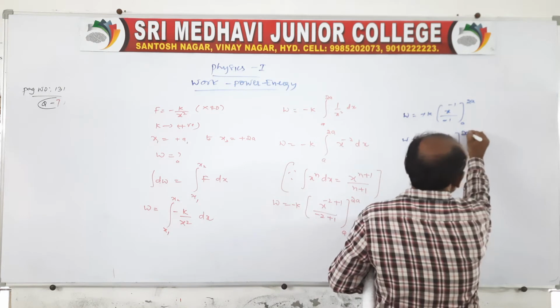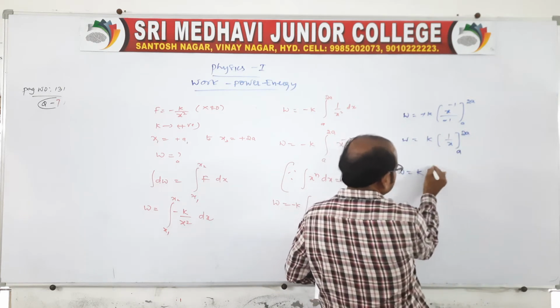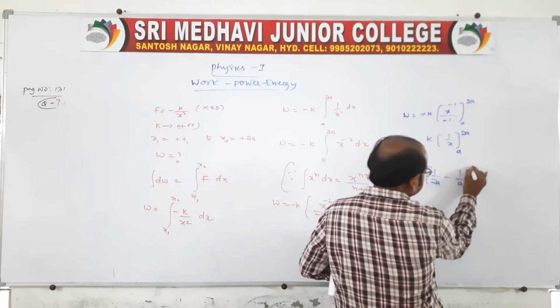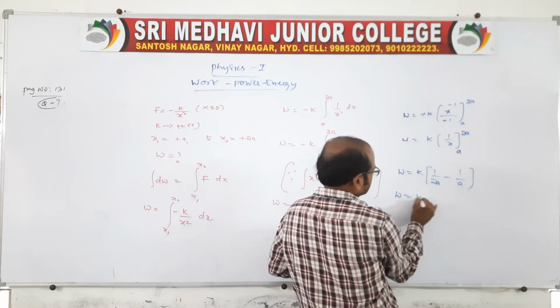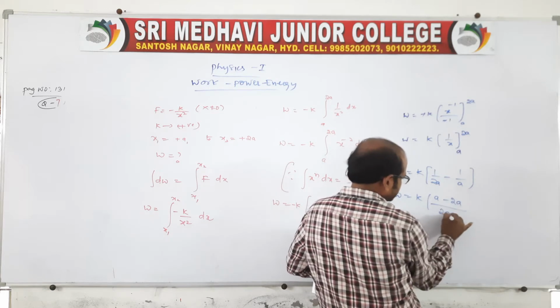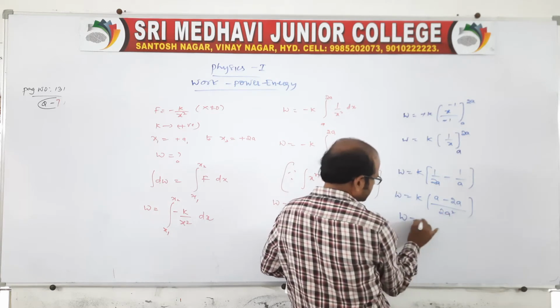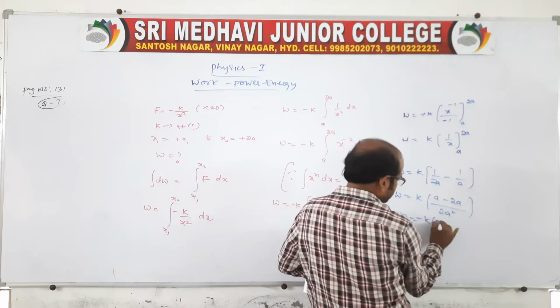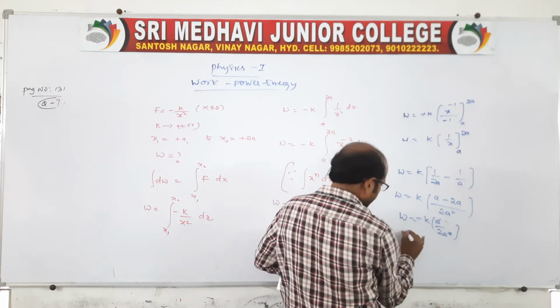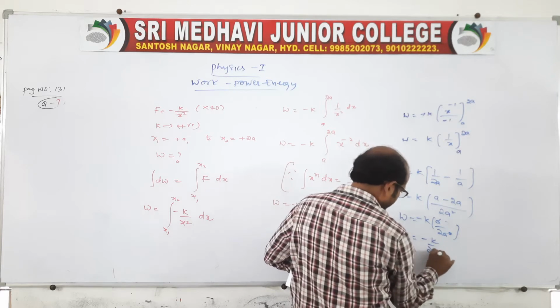Therefore it is k into, now you substitute the limits, this will be A. Then work done is equal to k into 1 by A minus 1 by 2A, you take the LCM, then 2A square. So work done is equal to k into minus A by 2A square, then it is minus k by 2A.